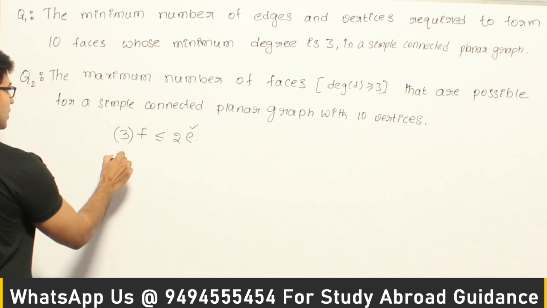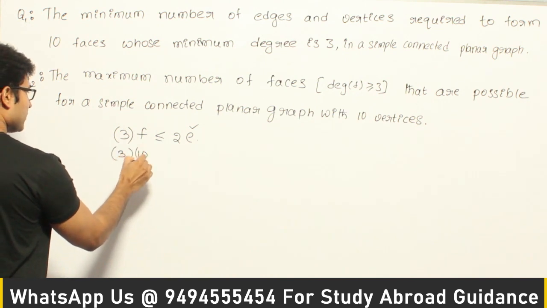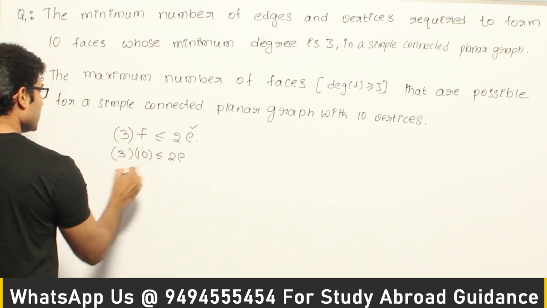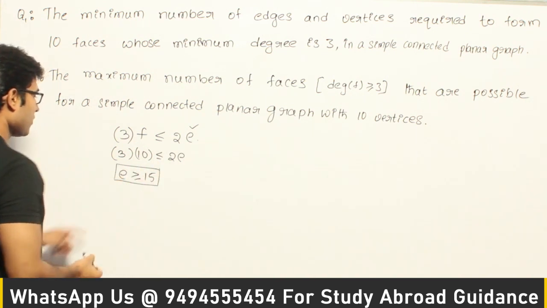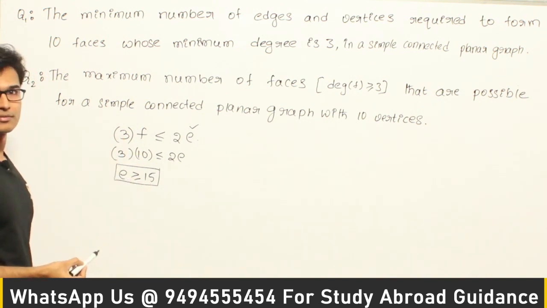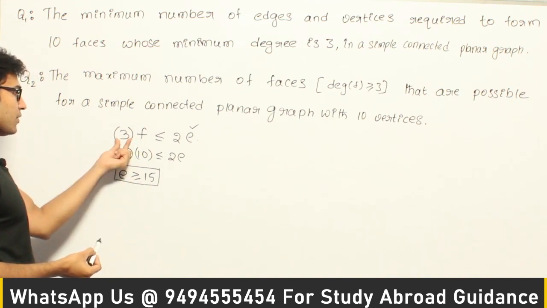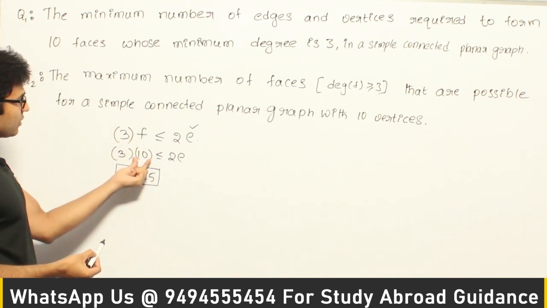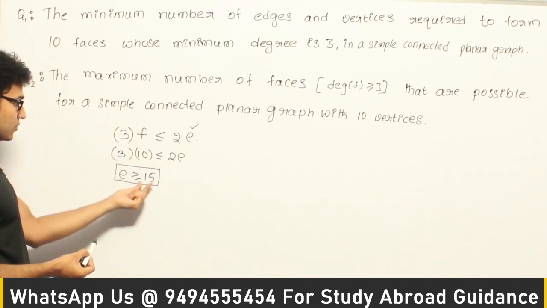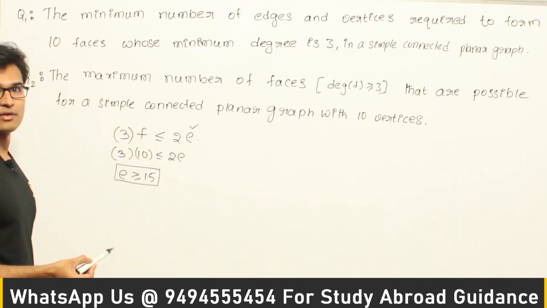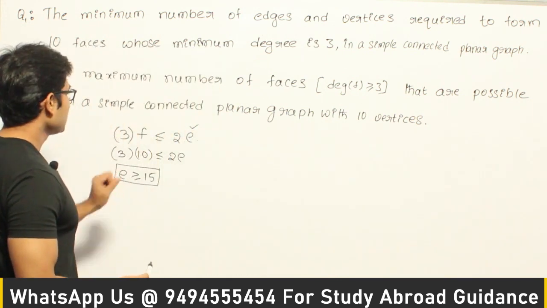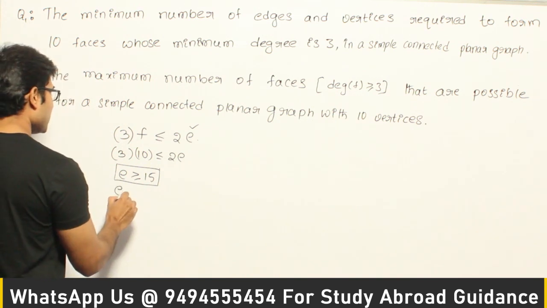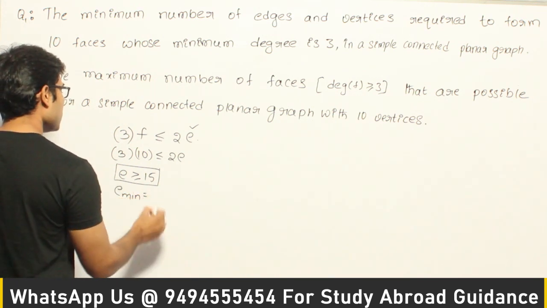So if you see this, 3 into number of faces is already given as 10, which is less than or equal to 2 into E. That implies E is greater than or equal to 15. Now what does it mean? You are supposed to have at least 15 edges in this graph. Got it? If you already have 10 faces with at least degree 3, then you should at least have this many edges. Otherwise you cannot form that simple connected planar graph. Okay, fine. Now this is the minimum. So what is E minimum then? Then E minimum is going to be 15.